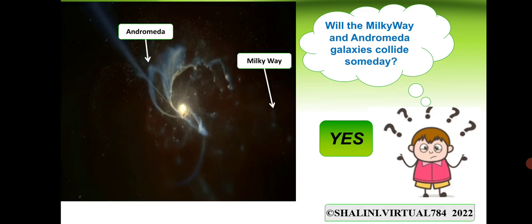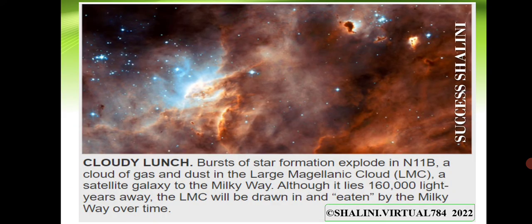Now again, Andromeda and Milky Way, which you can see, and this is again news showing a burst of star formation exploding in N11b, a cloud of gas and dust in the Large Magellanic Cloud, the satellite galaxy of our Milky Way. Although it lies 160,000 light years away, the LMC, the Large Magellanic Cloud, will be drawn in and eaten by the Milky Way over time. So various neighboring satellite galaxies are going to be merged with our Milky Way galaxy.